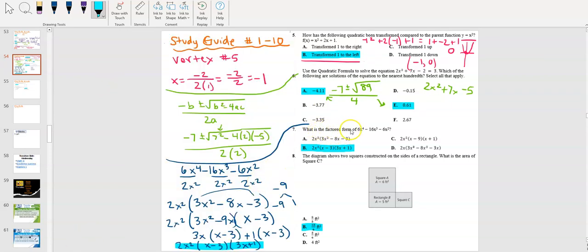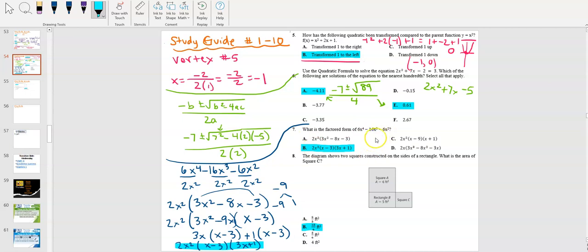Okay, on number 7, we're looking for the factored form of this expression here. Because they're all even and they have so many variables in them, I'm actually going to find the GCF of all of these. And I can do that by just looking at my answer choices. I mean, you can look at all of them and say, what do they have in common?